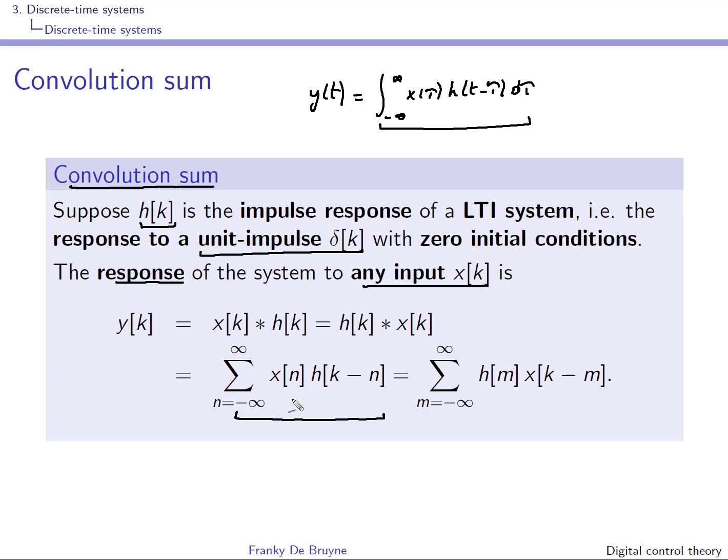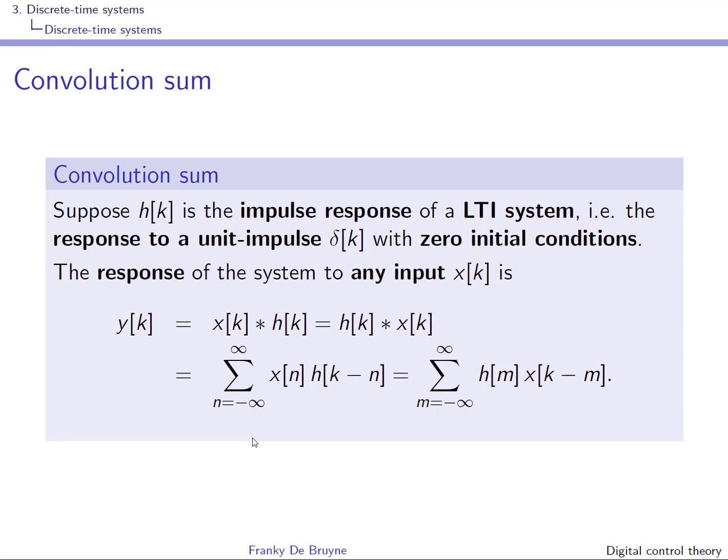Also notice the analogy between the two expressions, the discrete time expression and the continuous time expression. Well, obviously you can go from this expression to this expression here by simply using the substitution m is equal to k minus n, so obviously n is equal to k minus m. So this is showing that the convolution also in discrete time is commutative.